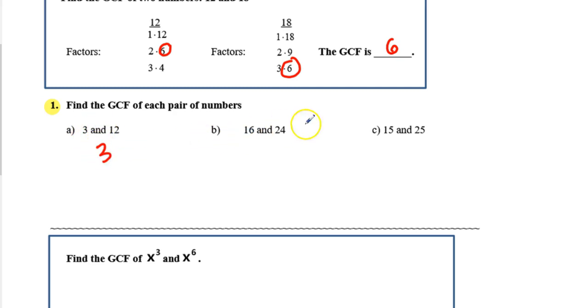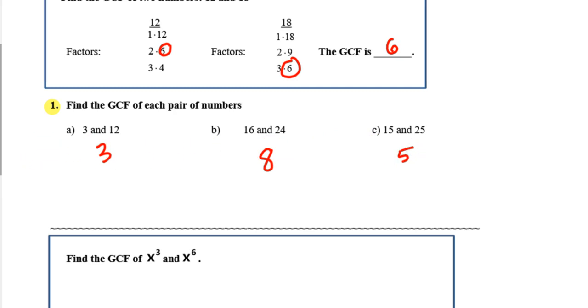Okay, so why don't you work on part B and C, pause, play the recording when you're ready. Okay, so for 16 and 24, largest common factor is 8. For 15 and 25, the greatest common factor is 5.